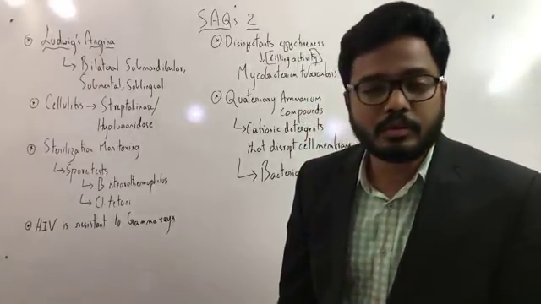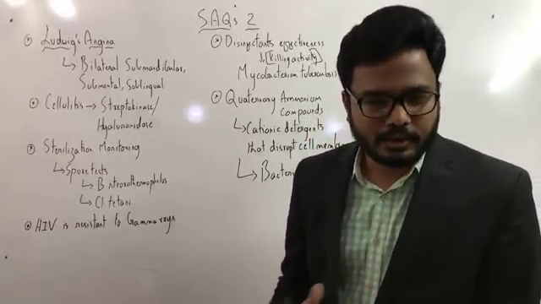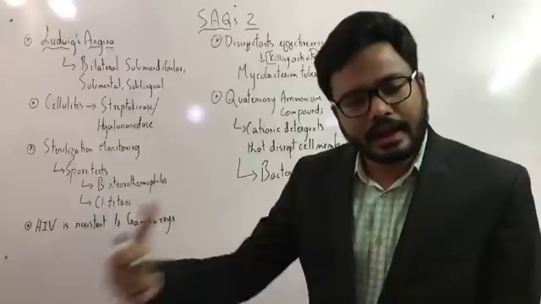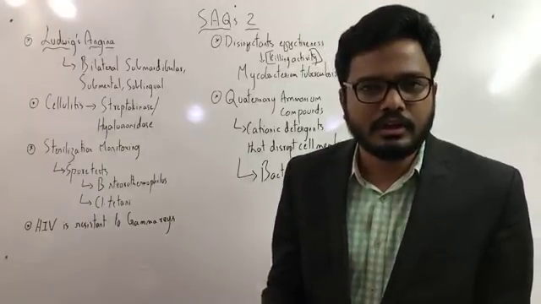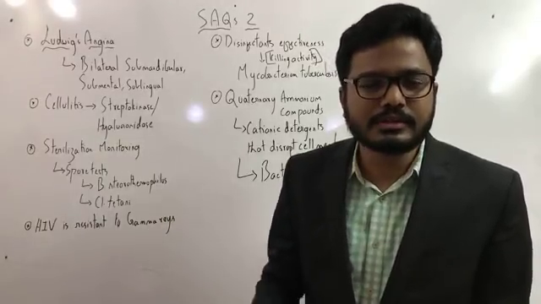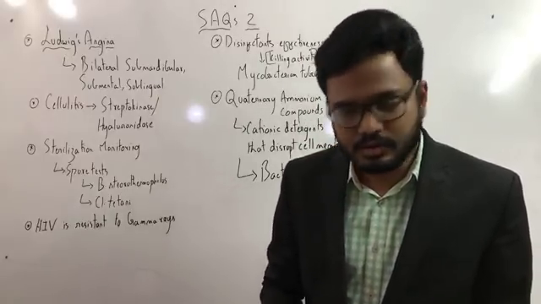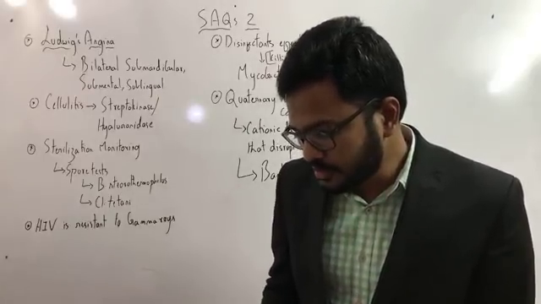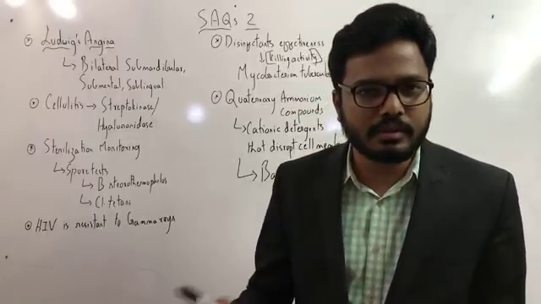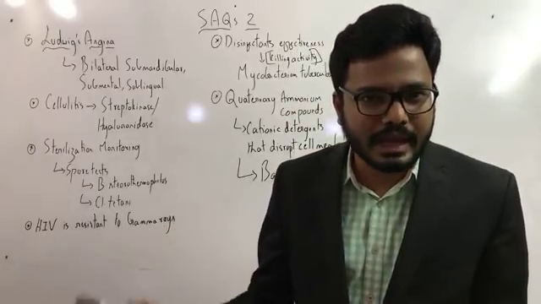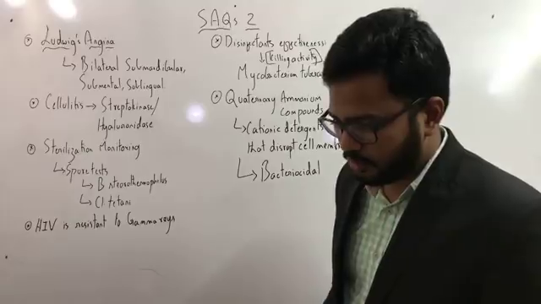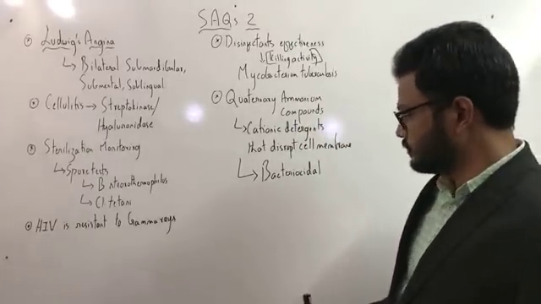So quaternary ammonium compounds are bactericidal. They are cationic molecules, detergents that destroy the cell membrane, right? They are bactericidal. This was asked in previous entrance also. So quaternary ammonium compounds are cationic detergents that disrupt the cell membrane, and they have this bactericidal activity. Okay? It's bactericidal.